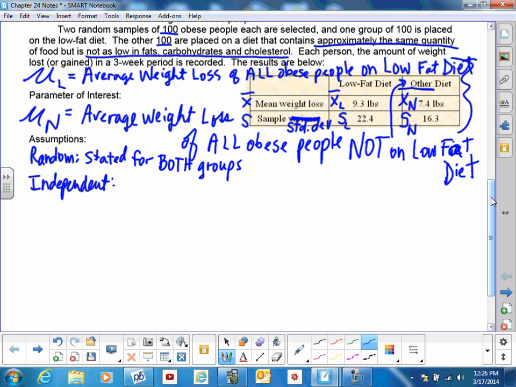All right, we need to reference both groups on this. So the first 100 is less than 10% of what population? Yeah, all obese people on the low-fat diet. That's the first population.